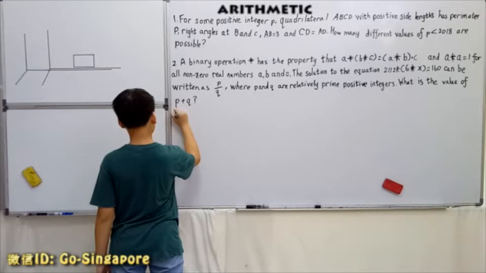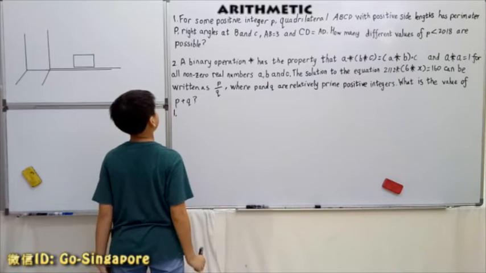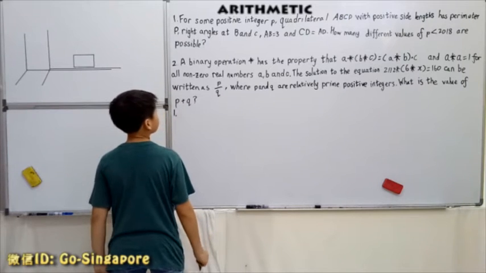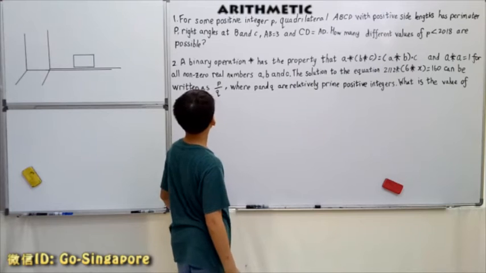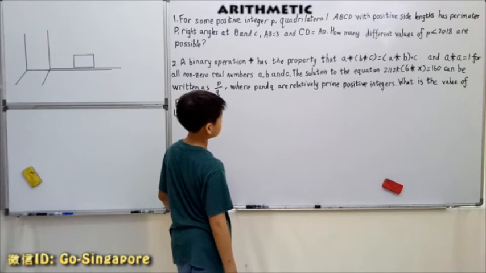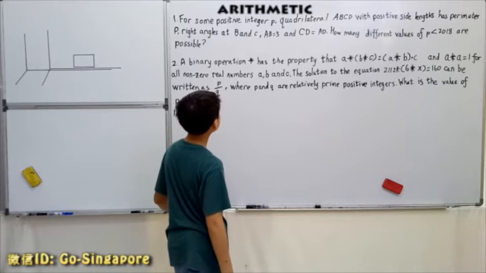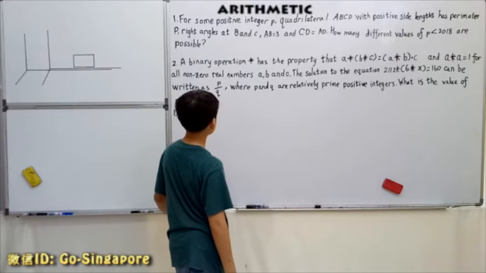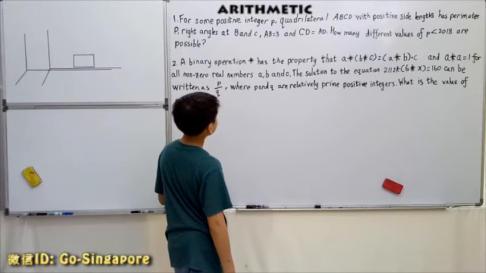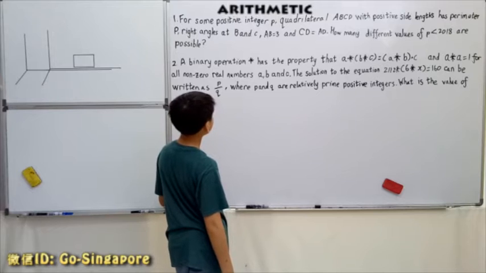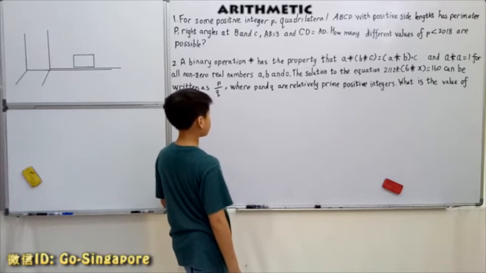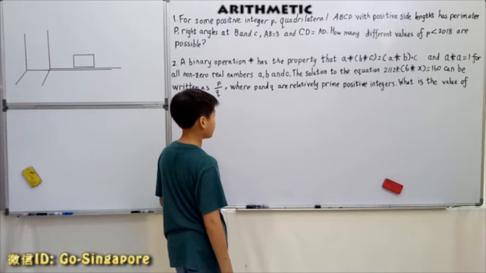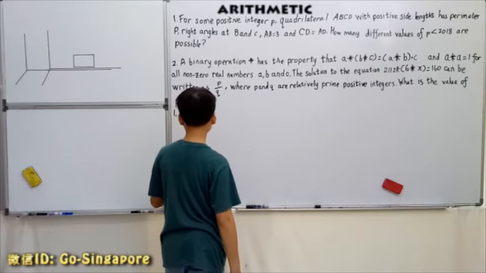So let's look at the first question first. Here we have a quadrilateral ABCD with side lengths that are positive integers, and the perimeter is P. We have right angles at B and C, with AB as 3 and CB equal to 80. So how many different values of P that are smaller than 2018 are possible?